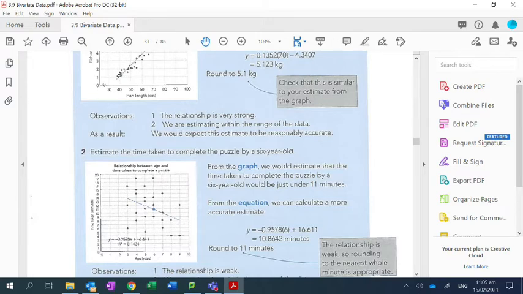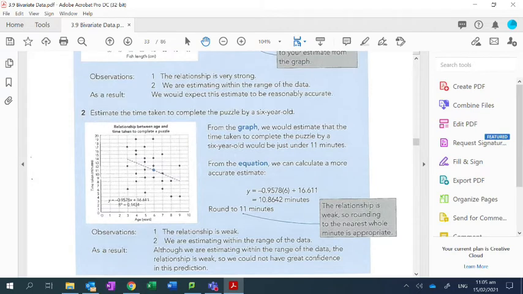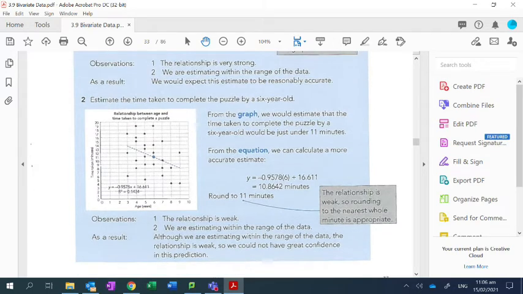Now, this one, they're just giving you a few little pieces. The next one, they're going to show you, as we build, they're going to do it a little more. So here we go. Estimate the time taken to complete the puzzle by a 6-year-old. Okay, and they want the time for a 6-year-old. Well, on the bottom is ages. Here's a 6-year-old. So just go up till you hit the line, across. It tells you about 11 minutes. Is that calculate or estimate? Estimate. Good. Then here, they plugged the 6 in and did the math. Still got 11 minutes. Calculate or estimate?